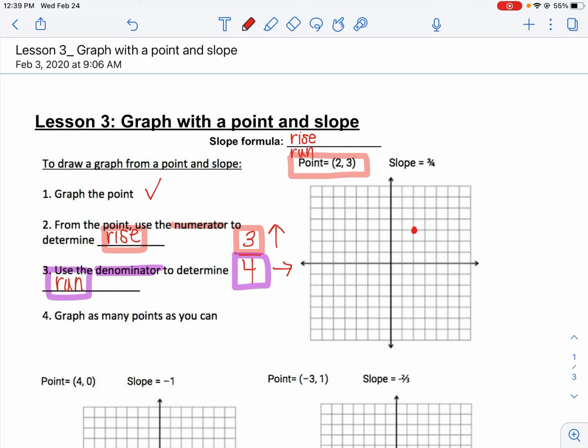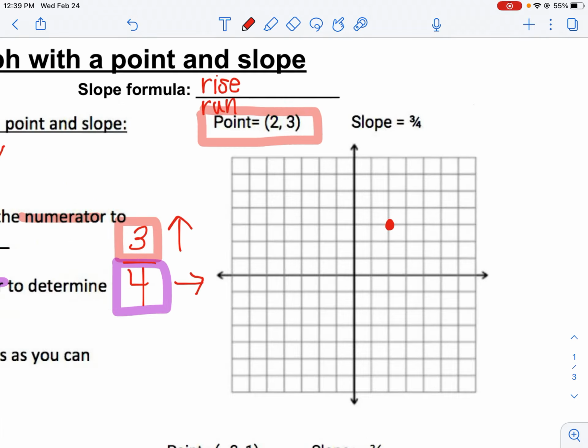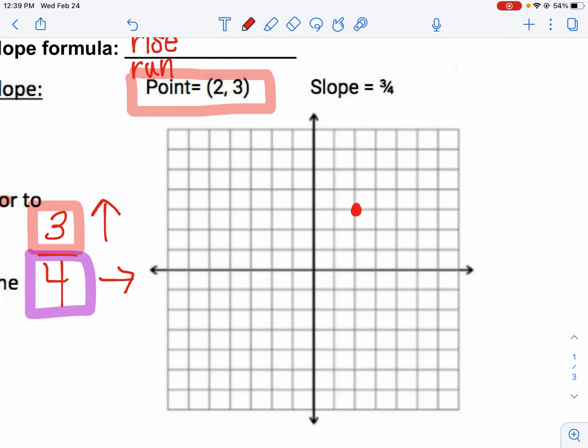We're going to go to step 4 and graph as many points as we can. So what we're going to do is start from that dot that we graphed at (2, 3), and we're going to use the slope 3 over 4 to go up 3 and right 4 from that dot. So we're going to go up 3 spaces, and we're going to go right 4 spaces, and we are going to place a dot. This is what we like to call the stair-step method when we're plotting from a point and using the slope to get more graph dots. And then we are going to connect those dots together.